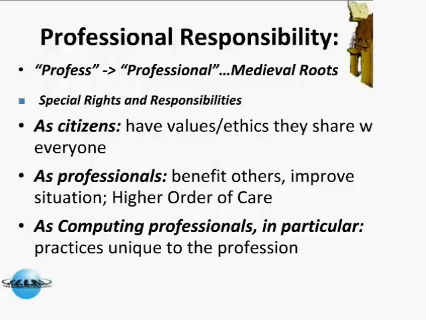And all professionals also have ethical responsibilities by virtue of the special knowledge they have. They have an obligation beyond ordinary morality to use that knowledge. This is generally referred to as having a higher order of care. This level is shared by professionals from all different fields. Software developers, physicians, lawyers, and architects, for example, have roughly the same responsibilities at this level to exercise a higher order of care.